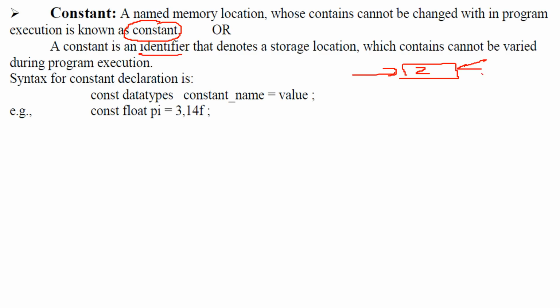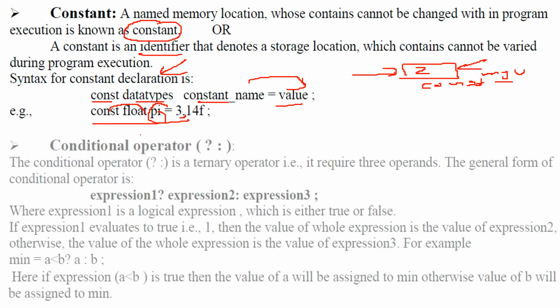So if you have a name like my variable, and it is given as const in front of it, you cannot change the content. The compiler will indicate an error. The syntax for constant declaration is quite easy. You just use const, followed by the data type, then the constant name with the equals sign and the value. This is an example: const float pi. You don't want to change the pi value in your program, so you give 3.14f.